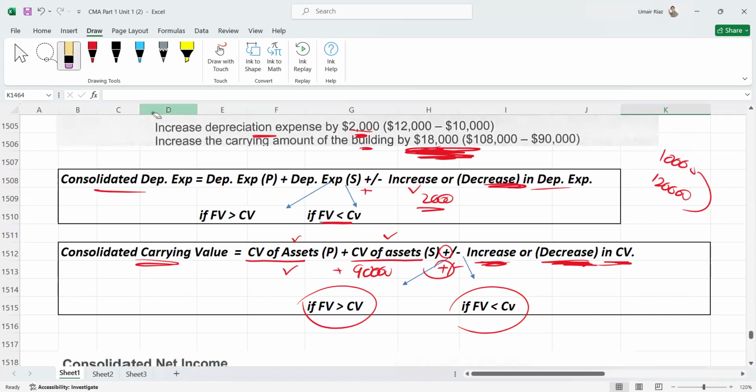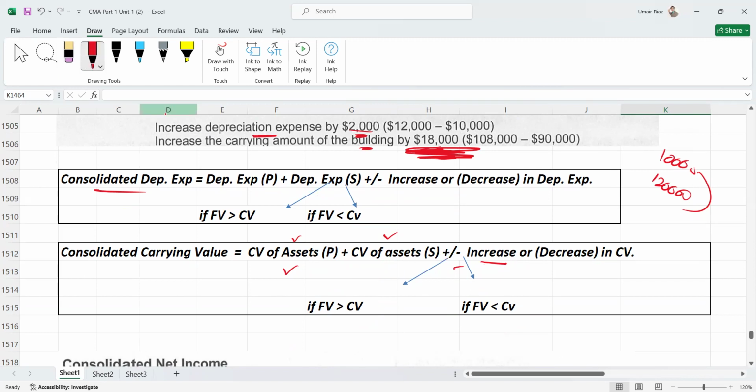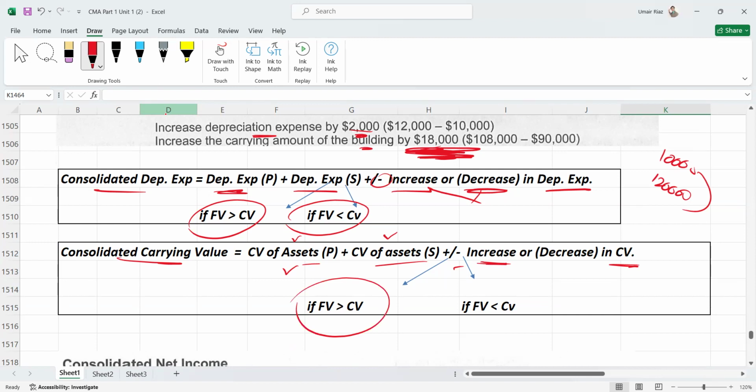So what is the formula for consolidated depreciation expense? Parent's depreciation expense plus subsidiary depreciation expense plus the increase in depreciation expense if fair value is greater than carrying value, or minus the decrease in depreciation expense if fair value is less than carrying value. You get the increase or decrease by comparing old depreciation with the new depreciation. Similarly, for consolidated carrying value, you take the carrying value of assets of the parent plus the carrying value of assets of the subsidiary plus the increase in carrying value if fair value is greater than carrying value, or minus the decrease in carrying value if fair value is less than carrying value.